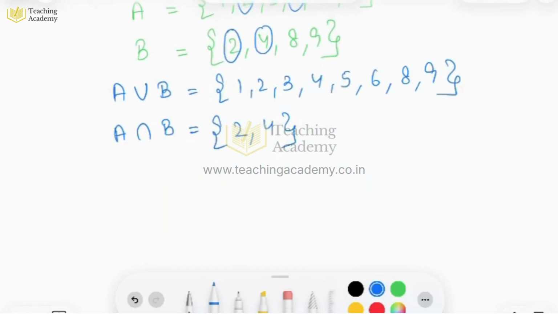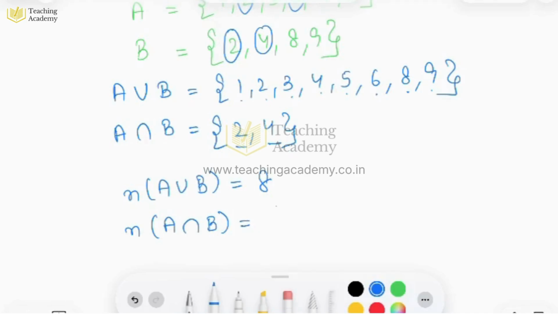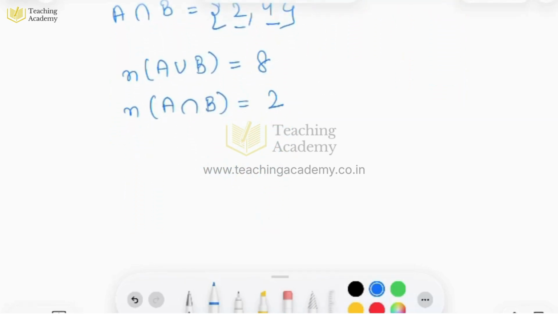And I told you one more thing earlier, that is n(A union B). That means we are talking about the number of elements in A union B. Let's count it together: 1, 2, 3, 4, 5, 6, 7, 8. So total 8 in number. And if I want to write for n(A intersection B), that is very simple, which we can look here, and this is 2.